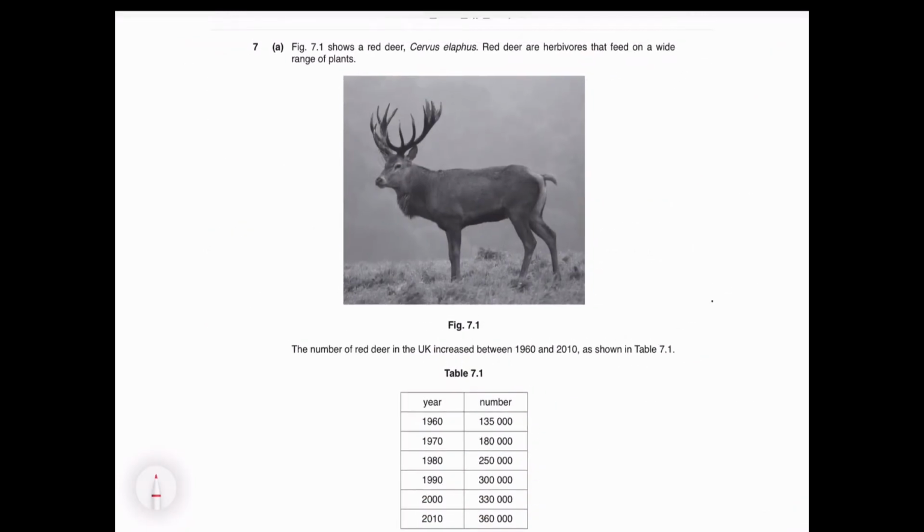I'm going to use this past year paper from May June 2018, paper 42, question 7, to show you how the environment can act as a force of natural selection. If you read this question, they actually gave you a table that shows as the year increases, the number of deer increases, but it's increasing at a slower rate from 1990 onwards and about to go into plateauing.